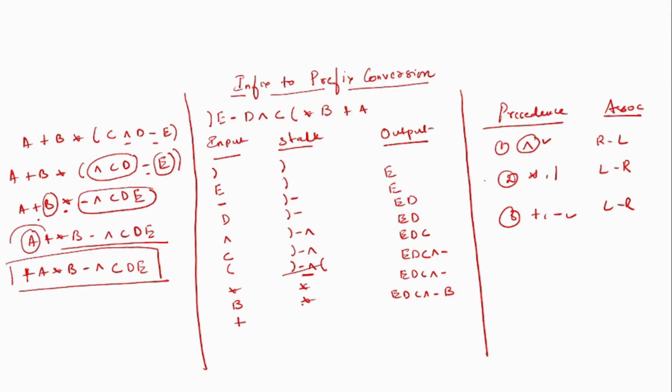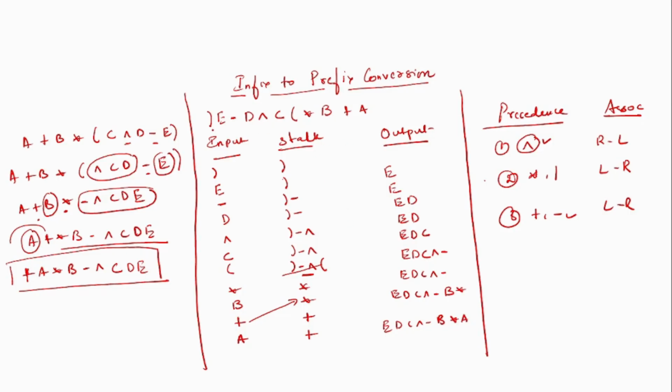Now plus has less precedence than the operator in the stack, right? According to the rule, if the incoming operator has less precedence than the operator in the stack, we need to pop the operator from the stack. So I'll say here star and push plus into the stack, correct? Then comes a, right? Plus remains here, and I'll say a e d c exponential minus b star a, right?